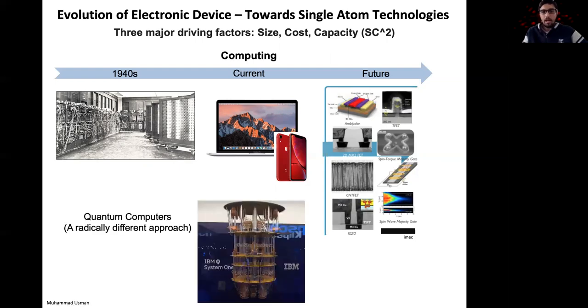But in parallel, a radically different approach is emerging and progressing, and that is called quantum computers. Quantum computers are totally different from your normal microprocessors, and they are expected to offer enormous computational power. And that's what I'm going to show you in the rest of my talk, how quantum computers are different from your classical computers, and how can you achieve enormous computational power from these magical machines.